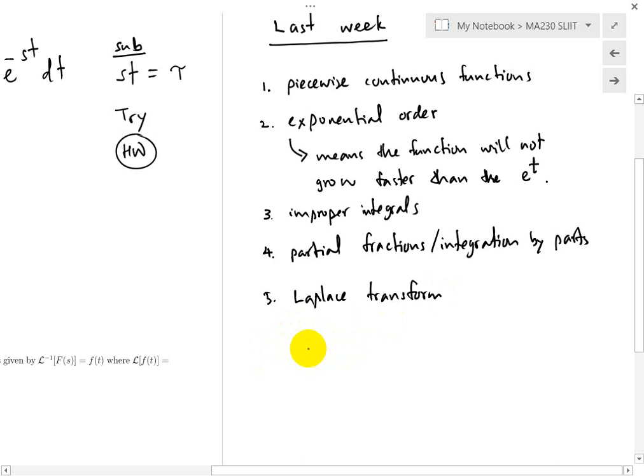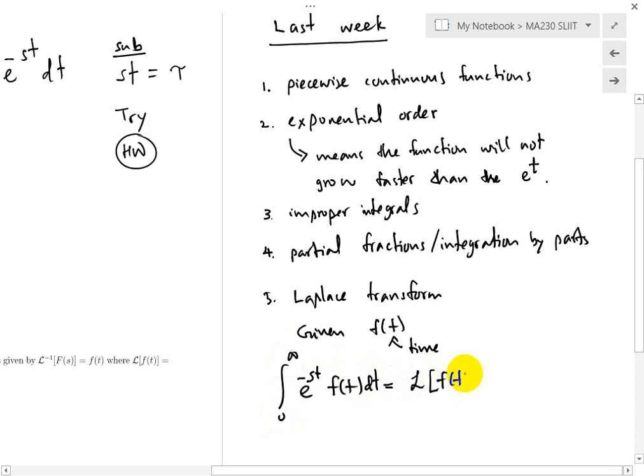So a couple of things to remember. When the given function is f of t, usually our variable is time. So you take this function, multiply by exponential minus st and integrate from 0 to infinity, with respect to t. This is what we call the Laplace transform of function little f of t, and our regular notation is we write this as capital F of s.